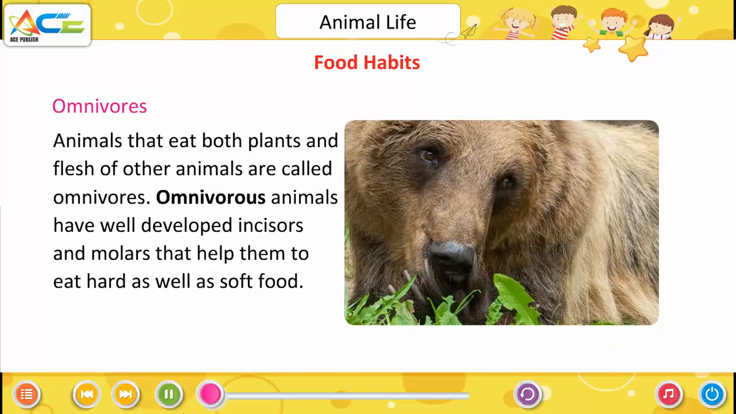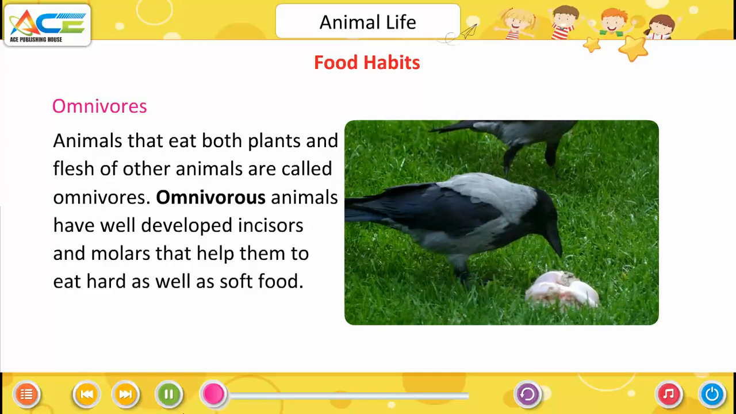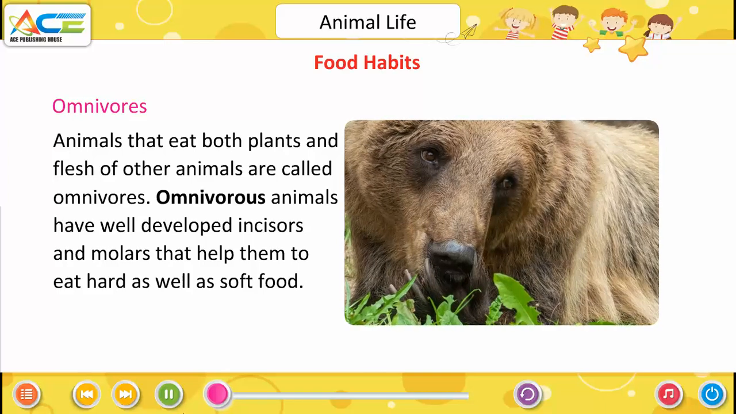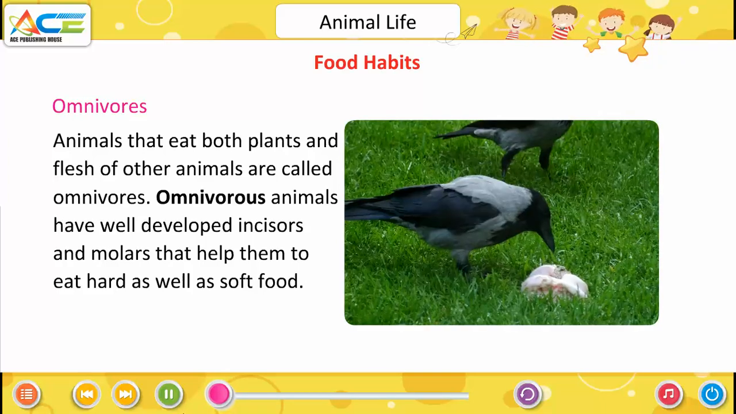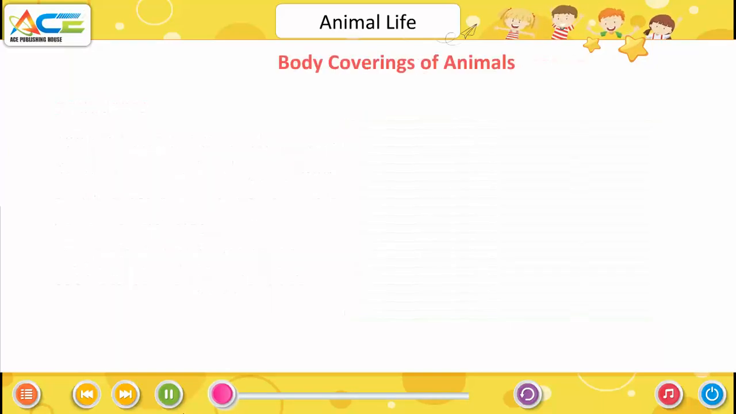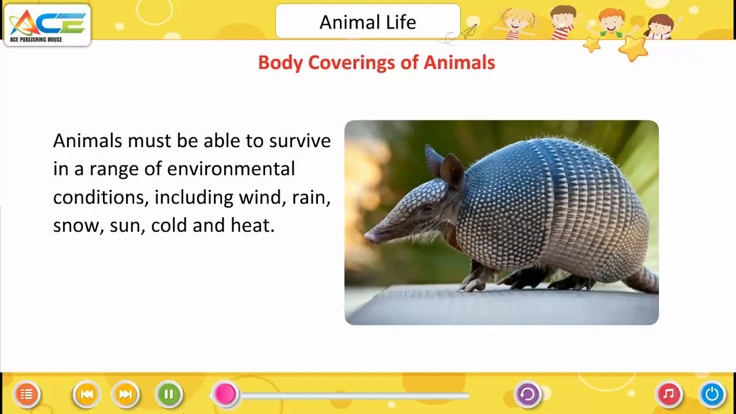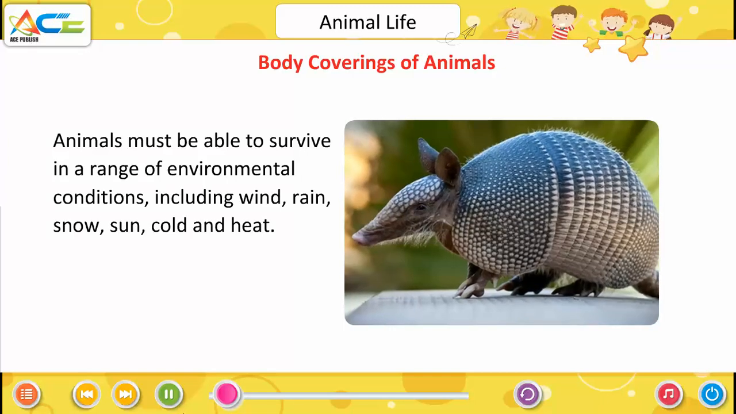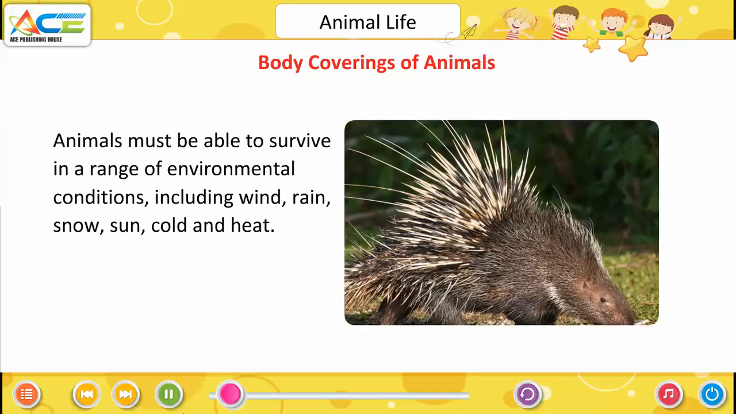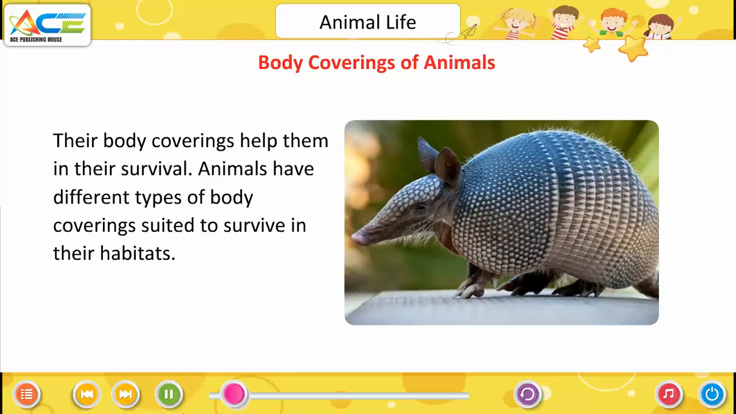Omnivorous. Animals that eat both plants and flesh of other animals are called omnivorous. Omnivorous animals have well-developed incisors and molars that help them to eat hard as well as soft food. Body coverings of animals. Animals must be able to survive in a range of environmental conditions including wind, rain, snow, sun, cold and heat. Their body coverings help them in their survival.